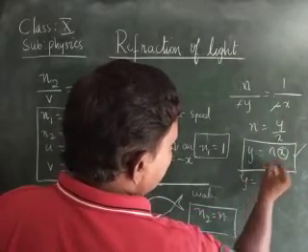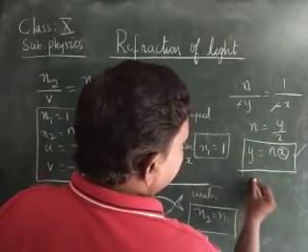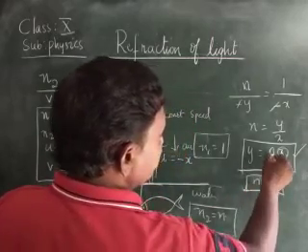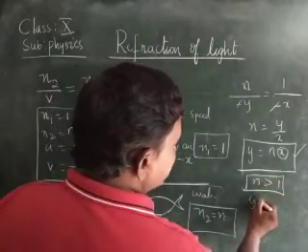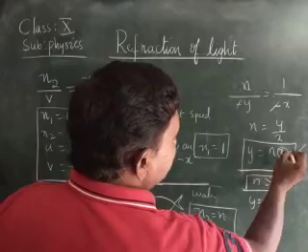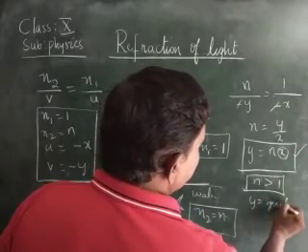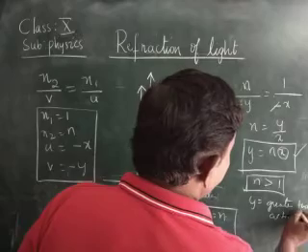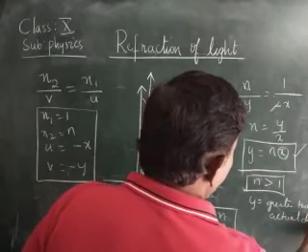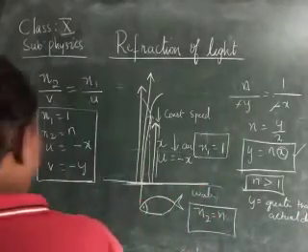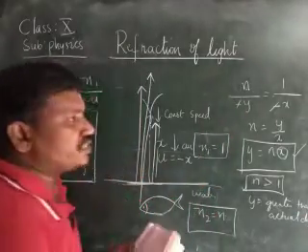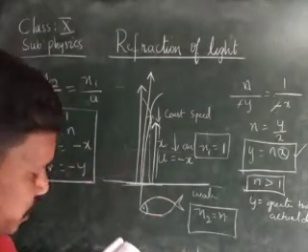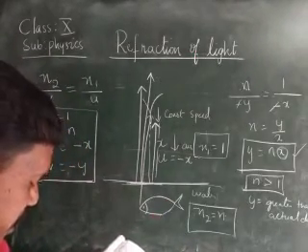Therefore, as n is greater than 1, here y is greater than the actual distance. Okay, it is greater than the actual distance. Therefore how does the bird appear to the fish? The bird appears to the fish farther than the actual distance.